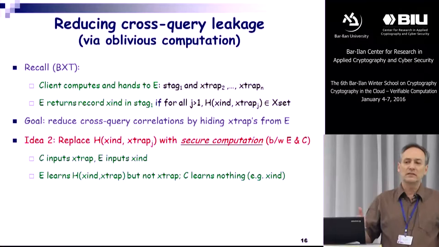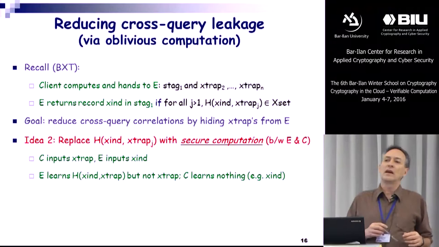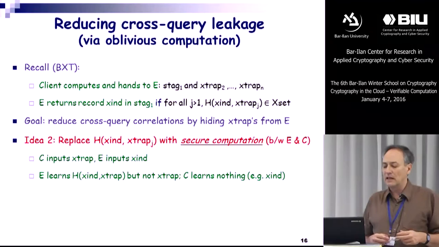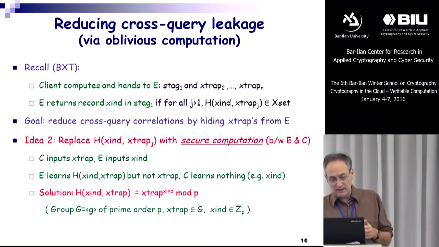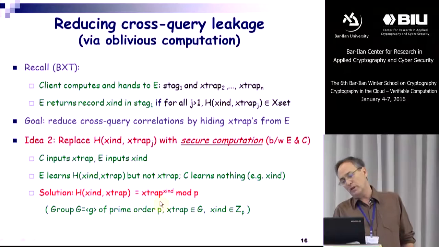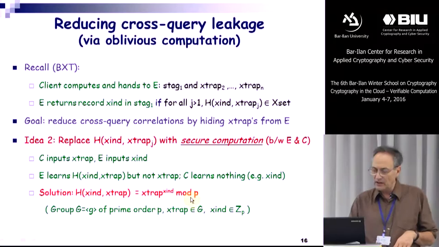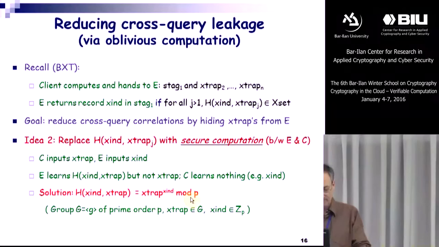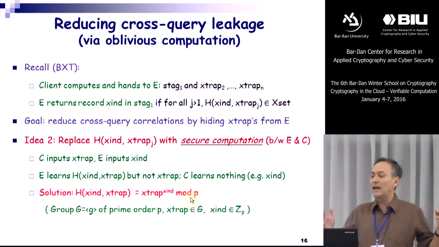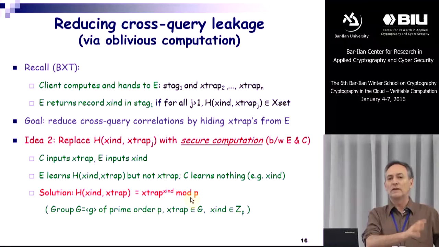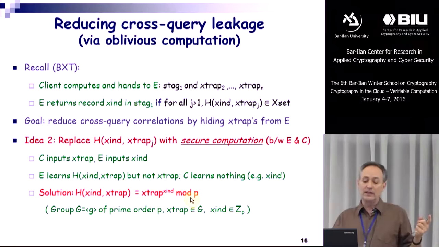Another question is how efficient we can do this computation. And this is what we are going to do. We are going to define the function h of xind, xtrap to be the value of xtrap to the power of xind modulo p. Actually, the modulo p should not be there, because we are talking about any group. So basically now the xtrap values are values in a group. We don't care which group. In our implementation, this will be an elliptic curve group. We need a group where the DDH holds.